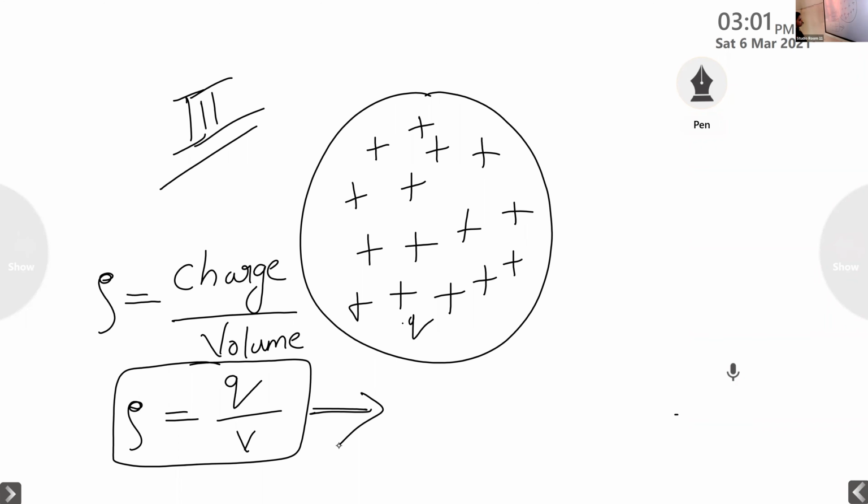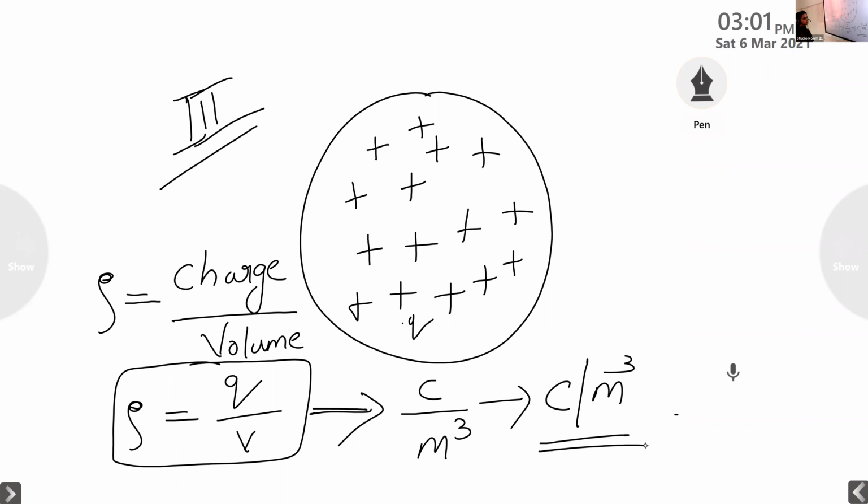Then what is the unit of this volume charge density? The unit of charge is Coulomb and the unit of volume is meter cube. So the unit of volume charge density is given by Coulomb per meter cube. Clear? All the three cases: the continuous charge distribution of a linear conductor, the second one is a spherical conductor, and the third one is a spherical non-conductor. Okay. All these three cases are clear for you.